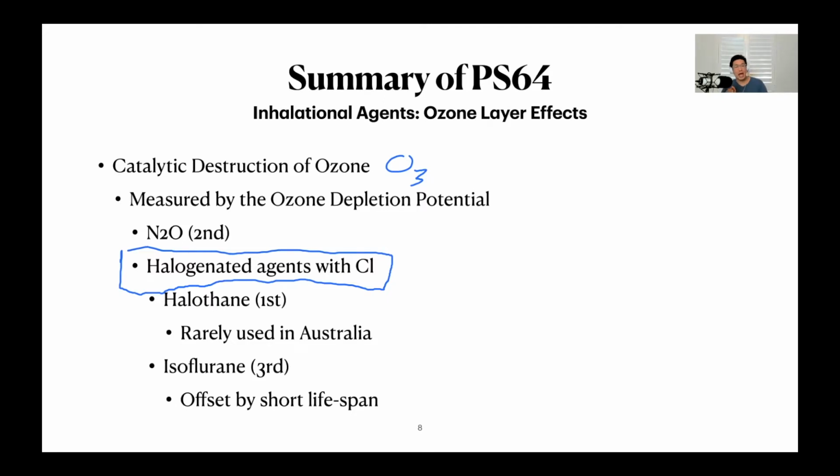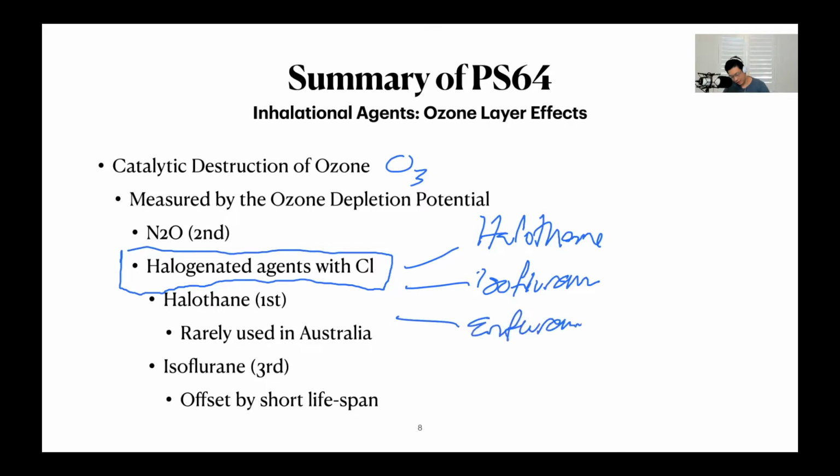And so the halogenated agents with chlorine are halothane, isoflurane, and enflurane. Sevoflurane and desflurane do not have chlorine in it, so they are not implicated in the ozone layer depletion. And the way to rank them is halothane first, which is more than nitrous, which is more than isoflurane.